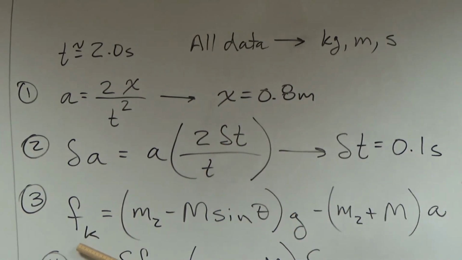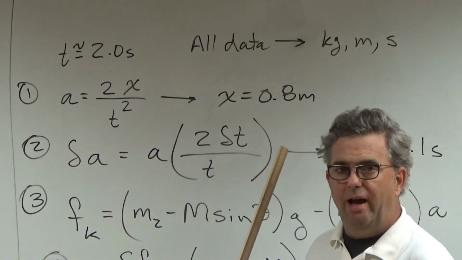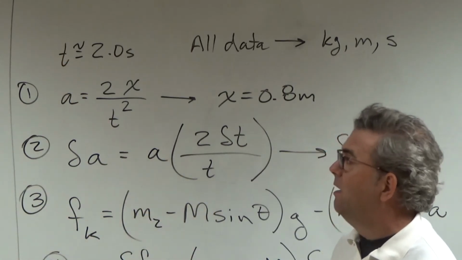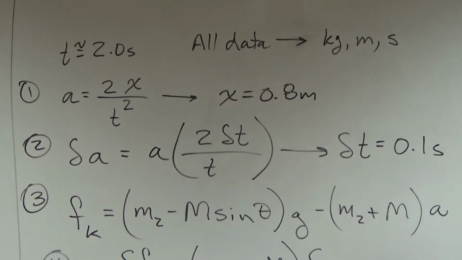Now we'll need Fk. Calculating Fk just comes from analyzing the free body diagrams, getting rid of t, and solving for Fk, which we've done in class and we'll do many more times. So Fk is equal to m2, that's the hanging mass, minus big M, that's the mass of the cart, times sine of theta, times g, minus m2 plus big M times the acceleration, which you calculated in 1, okay? This is the total mass of the system, m2 plus big M.